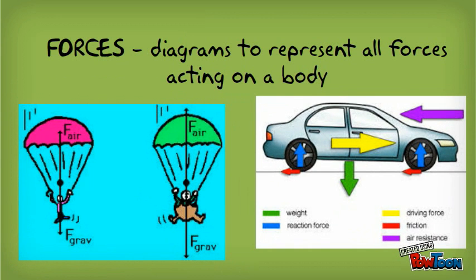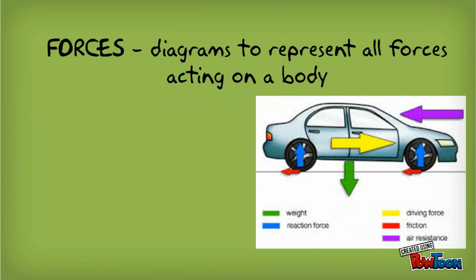In the right-hand example we have a moving car. We have a number of different forces acting upon the car. First of all, we have its weight, shown by the green arrow, and then opposing forces, which are the reaction forces which come up through the tyres, and they are shown by the blue arrows.